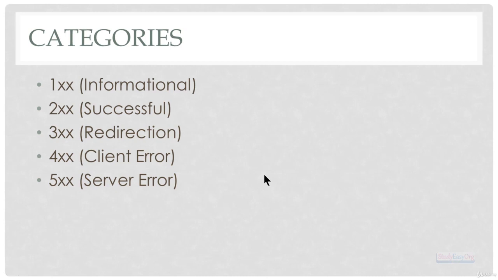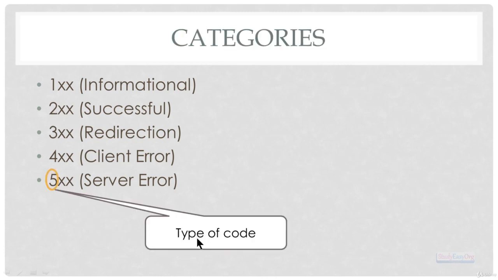Whenever we send a request to a server, the server in turn gives a response, and the response will have one of the status codes. These status codes can be categorized into 5 broad categories. The first digit of the code specifies the type of the status. The first category is informational, then we have success codes, redirection codes, client error codes, and finally server error codes.